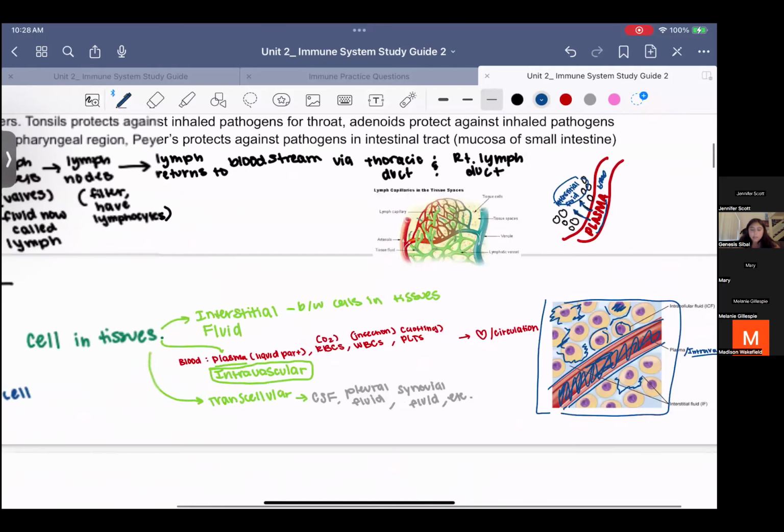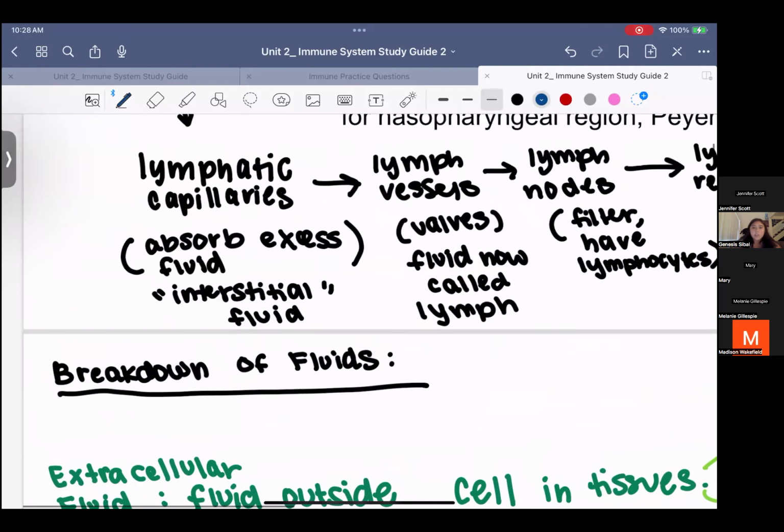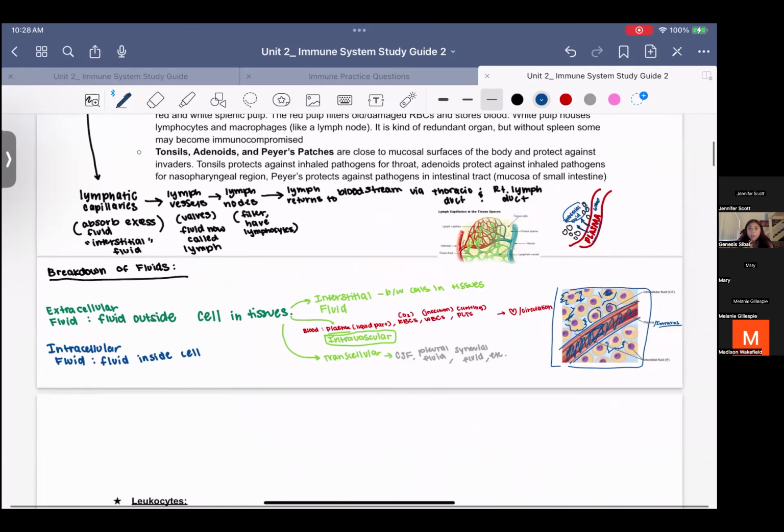So once it's out there, this interstitial fluid, once it goes to the vessels, is called lymph. So I feel like it helps just to go through that because we're going to talk about third spacing. And if you don't know the differences between each, then it gets confusing.